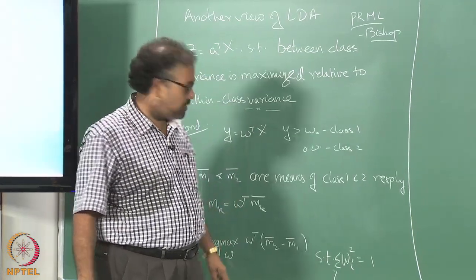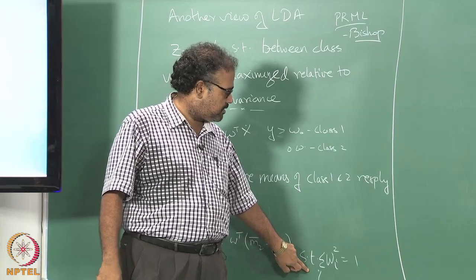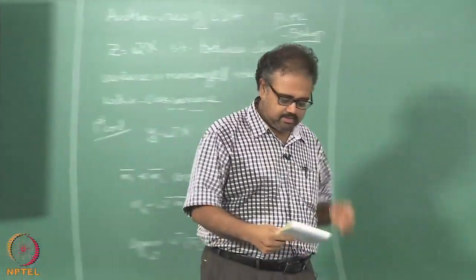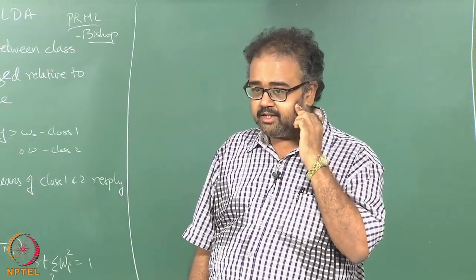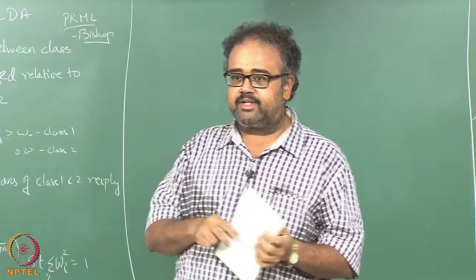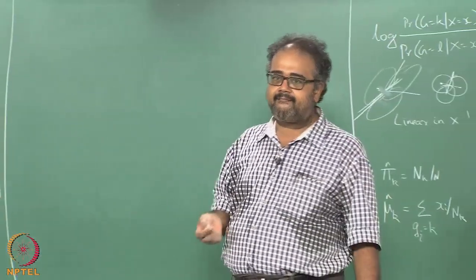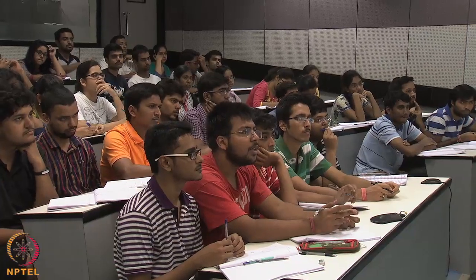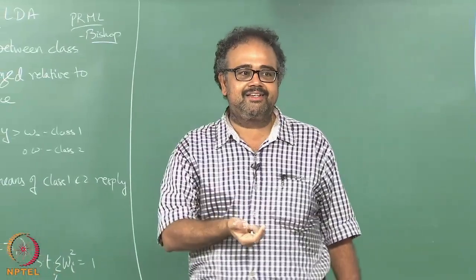Where? Says that summation W is equal to 1. Good question. So you could impose an inequality constraint saying that summation W squared is less than 1, but what do you think will happen? It would be less constrained. You are maximizing the value, right? You just scale it until it is 1.